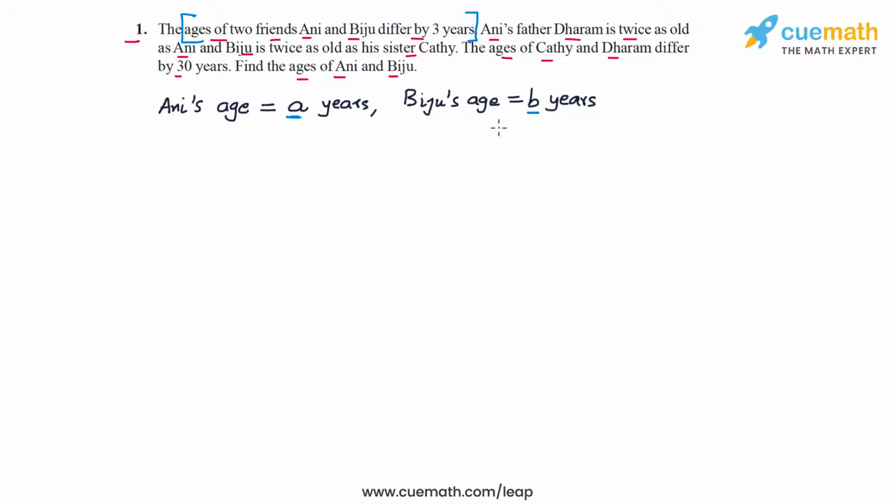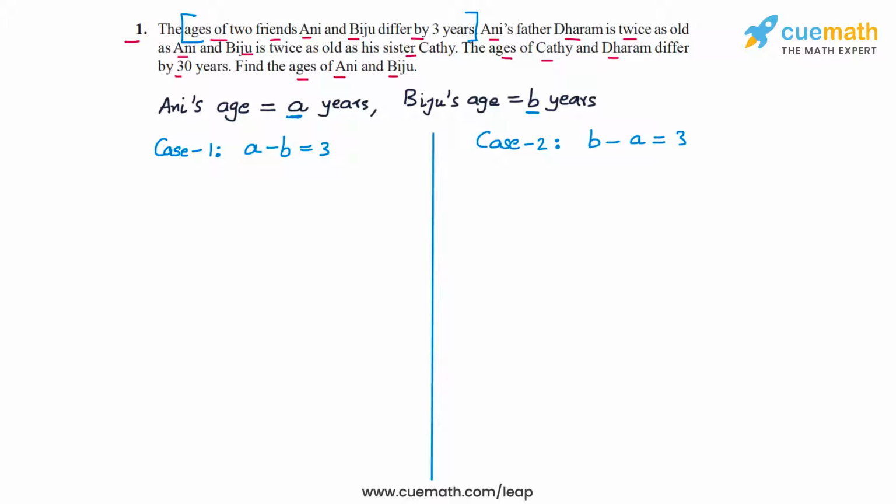So there are actually two cases that are possible here. Case 1 is when Ani is older, and in this case A minus B will be equal to 3 because A is greater than B and the difference is 3. And case 2 is when Biju is older, in which case B minus A will be equal to 3 because B is larger than A. So we will solve for both of these cases separately and we'll see whether the answer that we get in each case makes sense or not. So let's first do case 1 where A minus B is equal to 3.